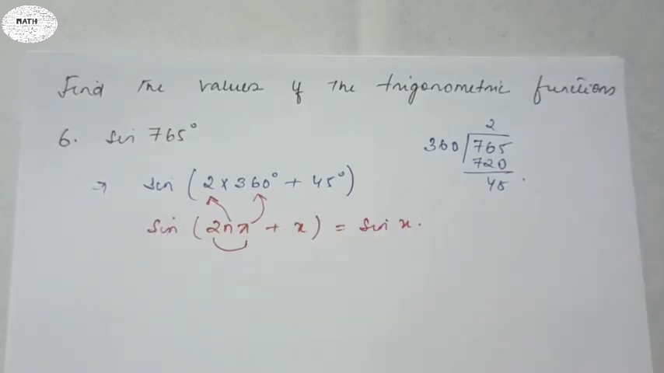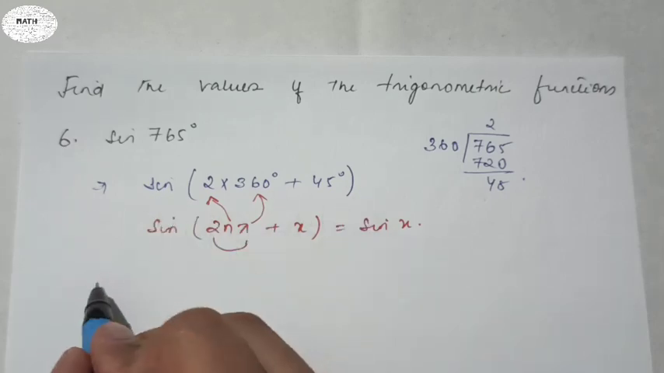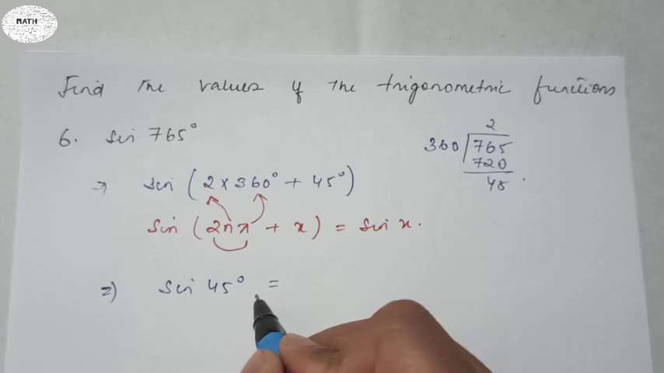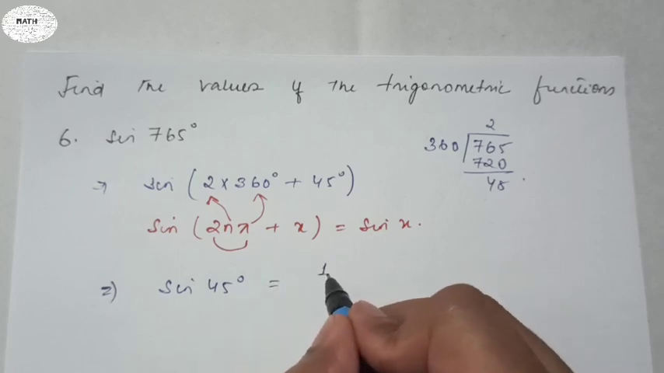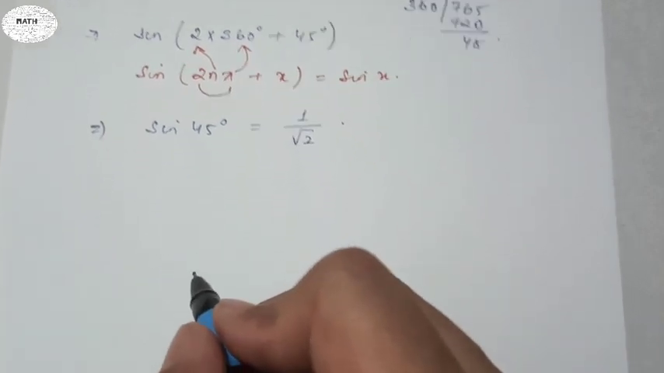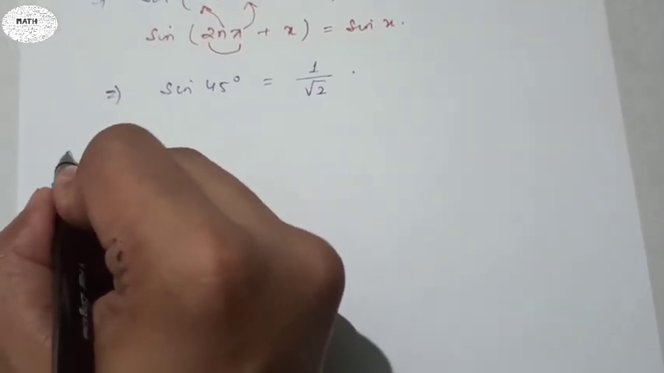Yes or no? So as a whole, if I do that, I'll get the answer to be nothing more than sin 45 degree. Now we know the value for sin 45 degree. That's nothing more than 1 by root 2. That's all about question number 6. So let me do question number 7 in a similar manner.